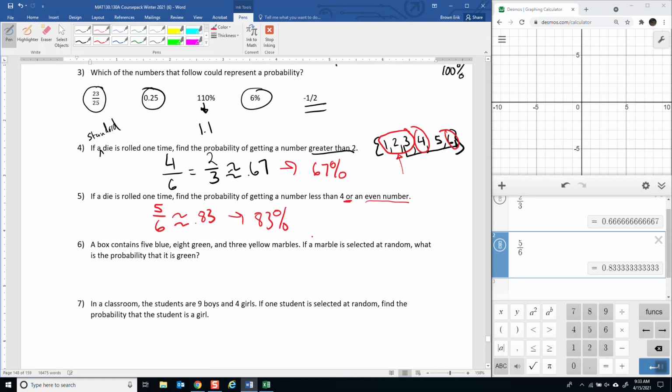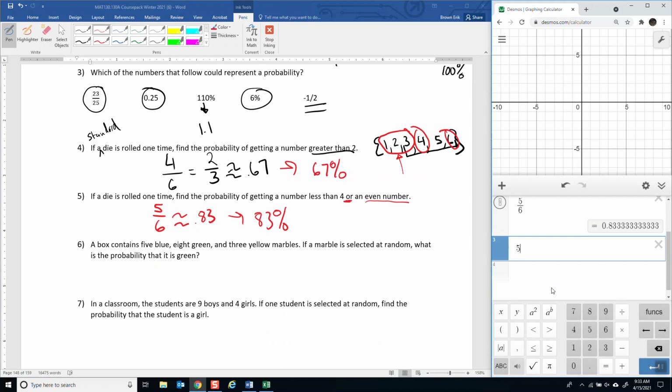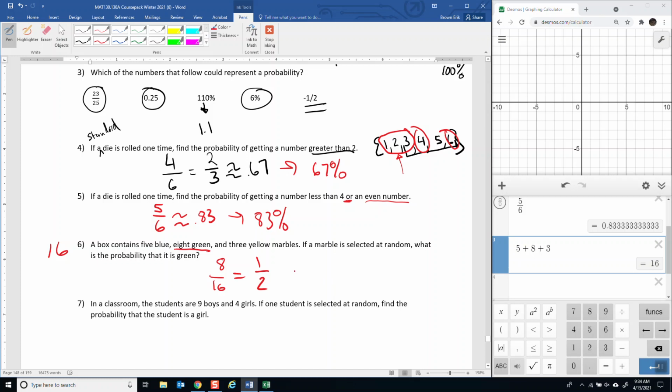Okay, here's another one. A box contains 5 blue, 8 green, and 3 yellow marbles. Let's quickly get that sum. So 5 plus 8 plus 3. I could have done that in my head. So that's the size of the sample space, 16. And then if we're going to select a marble at random, what's the probability that it's green? Well, there's 8 green out of the 16, so this would be 8 out of 16, which is 1/2, or 0.5, or 50%. All of those representations are the same thing.